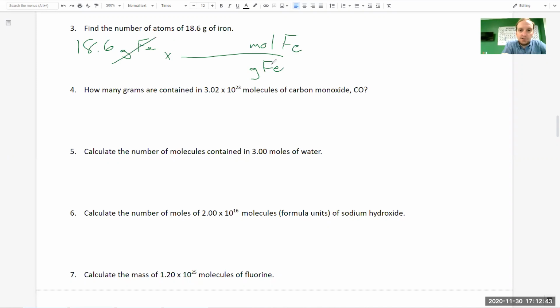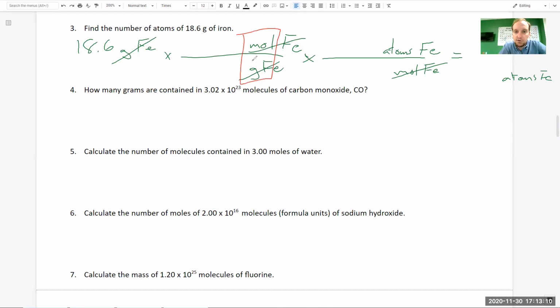Now, when I do that, iron's going to cancel out, but we don't want moles of iron, so we're going to put moles of iron down here, and then we're going to have atoms of iron. Now, the reason why I'm going to do that is because moles will cancel out, and we'll be left with a number of atoms of iron, and that's going to be our answer, of course.